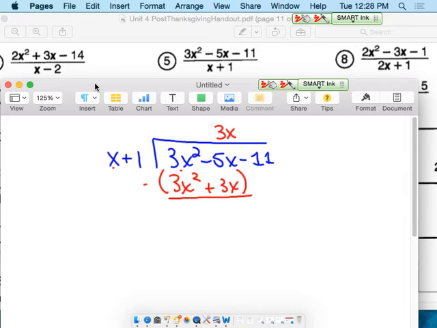And then I'm going to add the opposite. So 3x squared leaves the problem. And I have negative 5x minus positive 3x. So I now have negative 8x. And now negative 11 slips down. And the process starts over again.